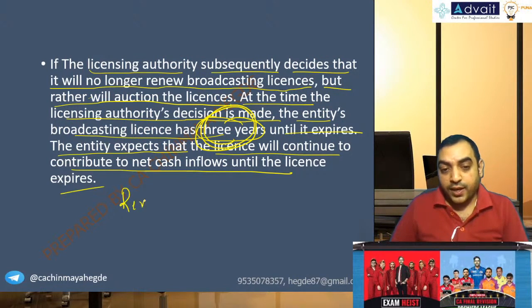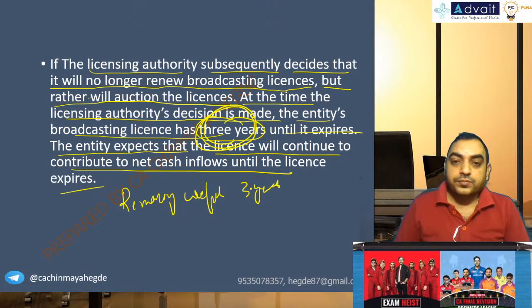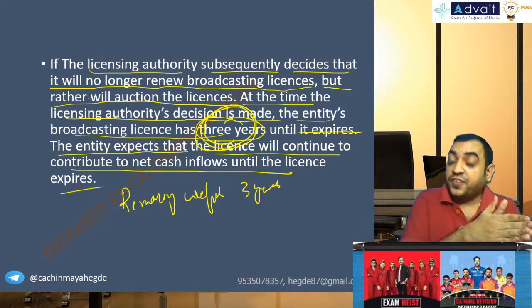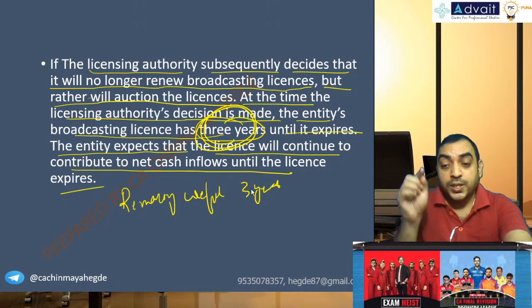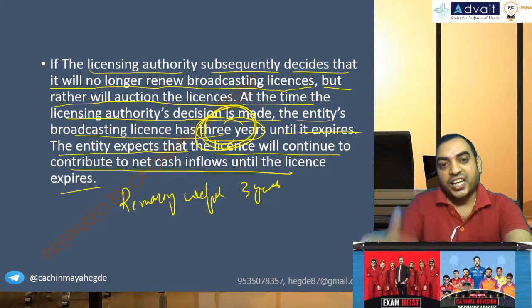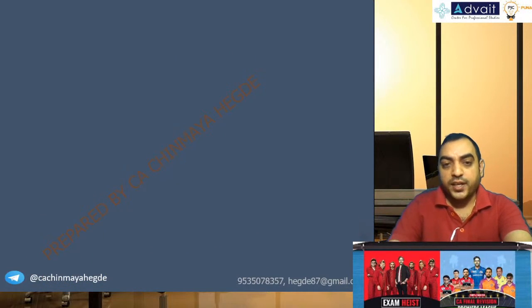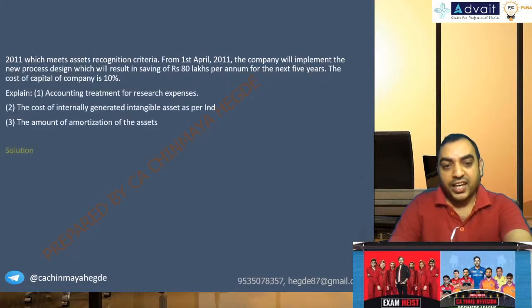So the remaining useful life is 3 years. Whatever your license fee amount was, you should amortize over a period of 3 years. The asset which had an indefinite useful life has now, because of this change, become an asset with a definite useful life. Hope you got this point. Let us do one more problem relevant for this intangible asset.